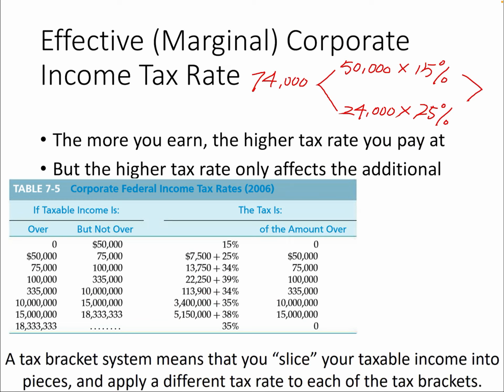Okay, so let's take a look at what this tax rate system is. First, under this marginal corporate income tax rate, the more you earn, the higher tax rate you pay. That's reasonable. But the higher tax rate only affects the additional amount. That's why it's called marginal, because it's only based on the additional amount. Well, additional to what? To these numbers.